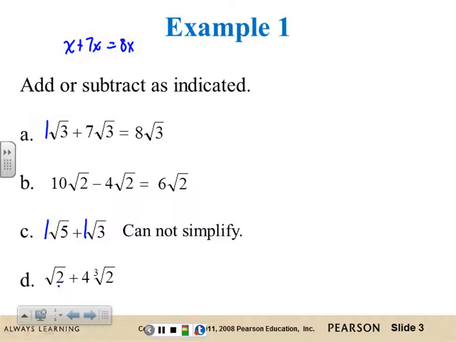So here, I have the same radicand, but look at your indices. My index here is 3 and my index here is 2. So since the indices are different, I can't simplify those either. Okay, so you have to have the same index and the same radical in order to put these together.